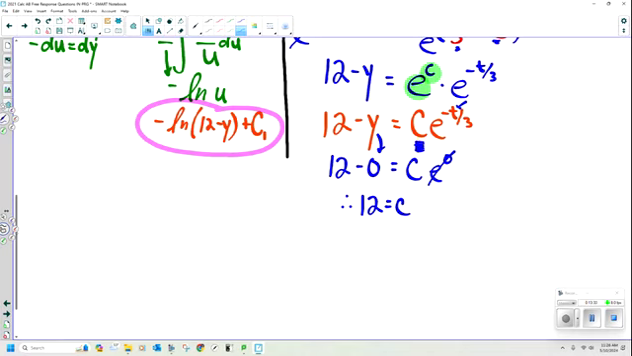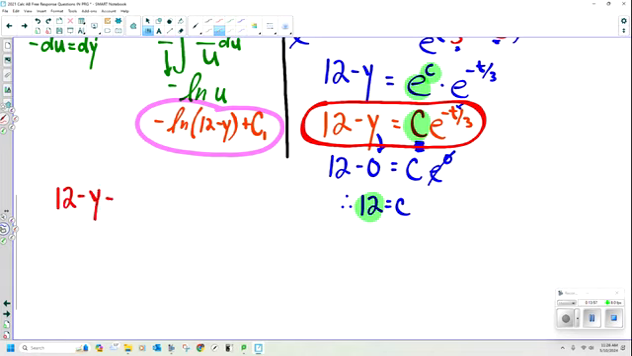All right? That is going to go back. This value of 12 is going to go back into c. Remember, this part right here, I'm going to have to solve this for y. They want me to come up with an equation y equals. Now I know what the c value is. So I've got 12 minus y equals my c, which is also 12, e to the negative t over 3. All right? So far, so good.